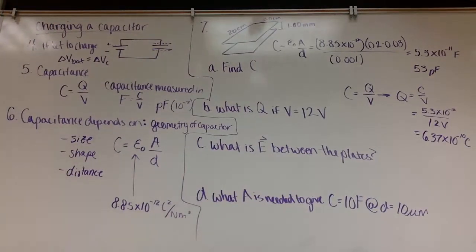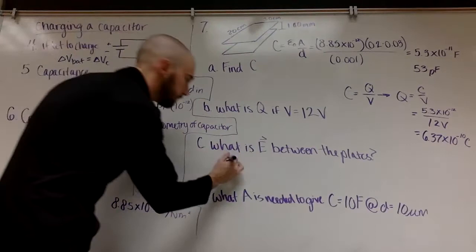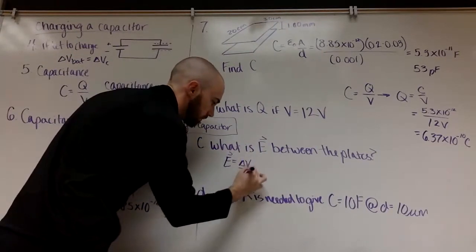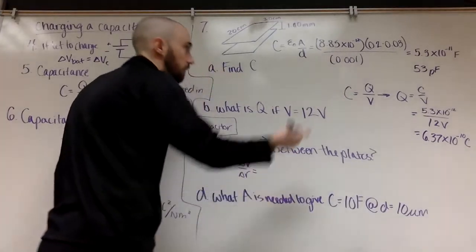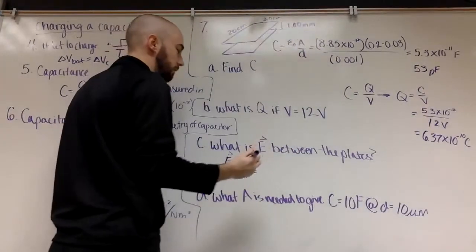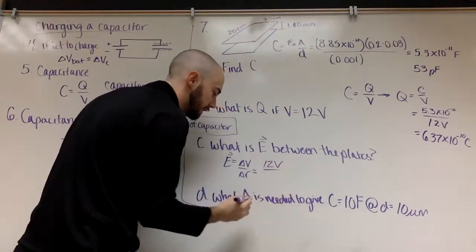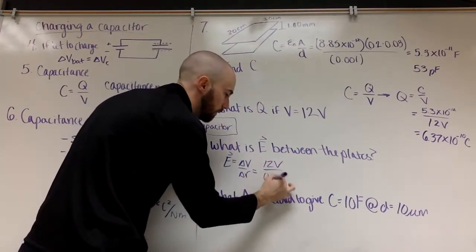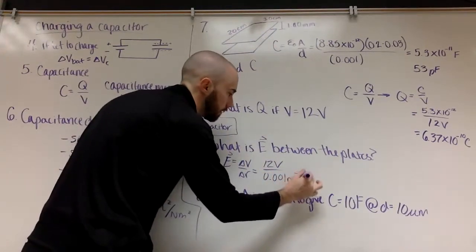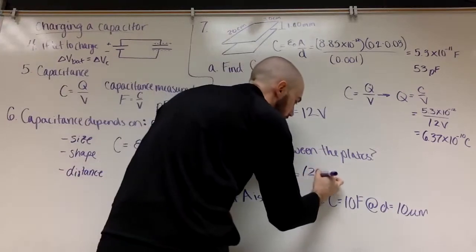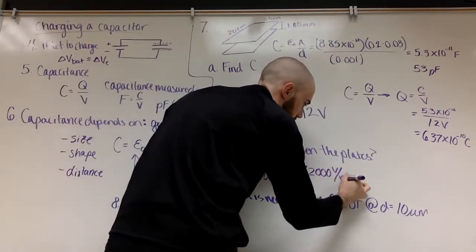For this next part now, we want to find what is the electric field between them. So remember, electric field is just delta V over delta R. We know the separation between them is a millimeter. We know the voltage is 12, so we just put 12. This is a little throwback to the last unit here. 0.001 meters. When I plug that in, I get 12,000 volts per meter.